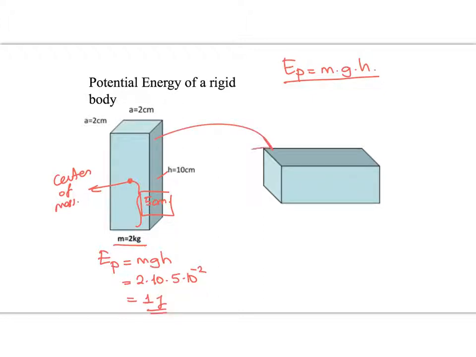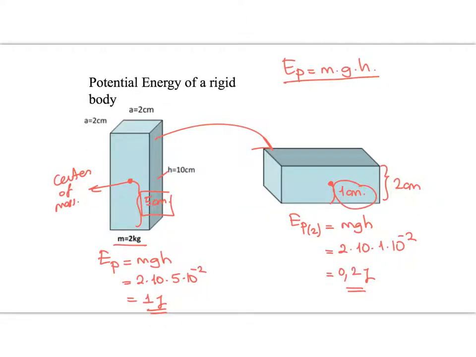If it is upside down, here my center of gravity will be here. This has a height of 2 centimeters, so the height of the center of mass is 1 centimeter. So at this position, from the formula, I'm going to get mass times gravitational acceleration times the height of the center of mass, 10 times 10 to the power minus 2 meter. So I have 0.2 joules of potential energy.